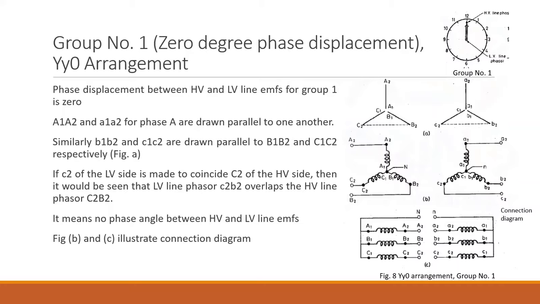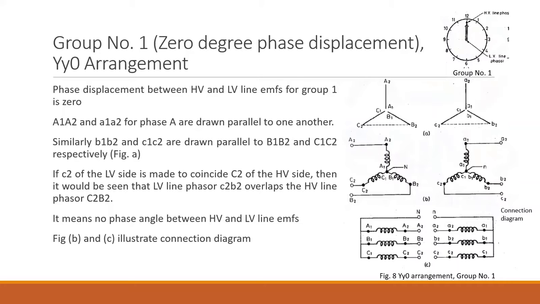Okay, I think this is clear to you. For this particular group, the phase displacement between HV and LV line EMF will be 0. So considering the important points we discussed, we can draw its phasor.